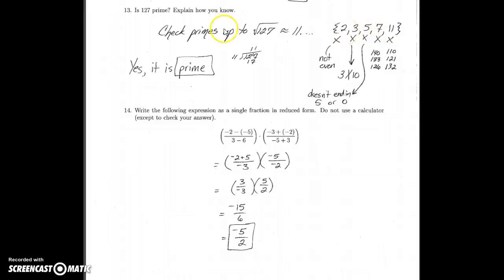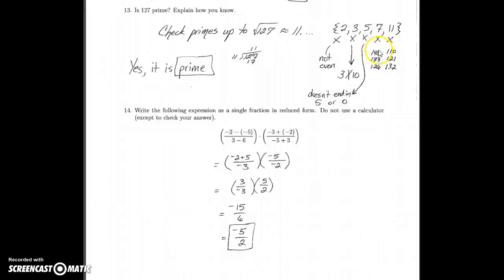Well, 2 doesn't go into 127 because it's an odd number. It's not an even number. Does 3 go in? Well, if I add the 3 digits, 1 plus 2 plus 7, I get 10. 3 does not go into 10, so 3 doesn't go into 127. 5 doesn't go in because it doesn't end in a 5 or a 0. 7, I really kind of have to check here.